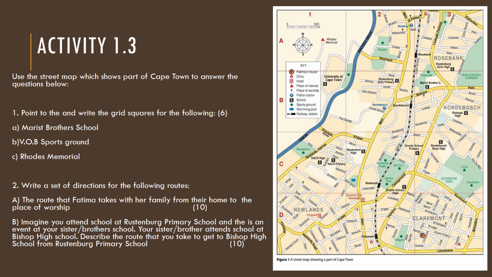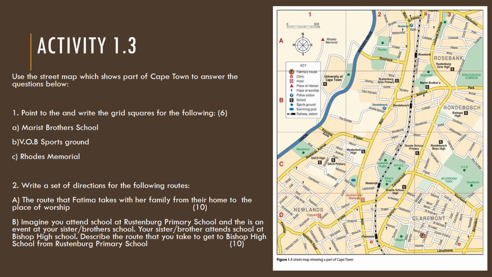Next up, we have activity 1.3, and this is to help with finding places using a street map. Use a street map which shows part of Cape Town to answer the questions below. Question 1, point to and write the grid squares for the following. It's for 6 marks, and there are 6 places that you need to find, meaning that each one is for 2 marks. A, Marist Brothers School. B, VOB Sports Ground. C, Rhodes Memorial.